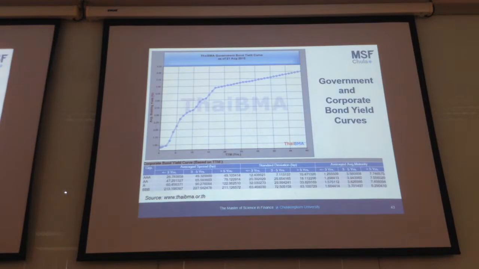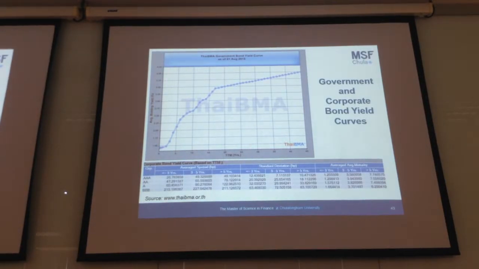However, in Thailand, the number of bonds issued by corporations for different ratings is quite limited. So sometimes it's hard to construct the corporate yield curve. You can guess, right, that the corporate yield curve would be above or below this yield curve of the government? Above, right, because the corporate yield curve should provide a return higher than the government bond. So given the same time to maturity, the corporate yield curve should be above this, right?